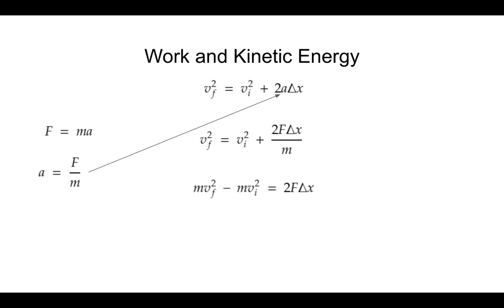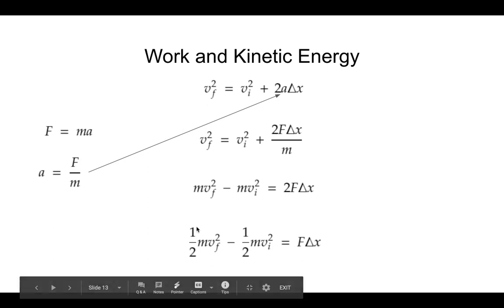Now, I'm going to multiply everything by mass here in order to get rid of it in the denominator in that last term. And then we're also going to subtract mass times initial velocity squared from both sides. And look, this is starting to look kind of familiar, right? Look at this, mv squared. Now, what we're going to do next is divide everything by 2 in order to get rid of this 2 on this side. And we end up getting 1/2 mv final squared minus 1/2 mv initial squared.